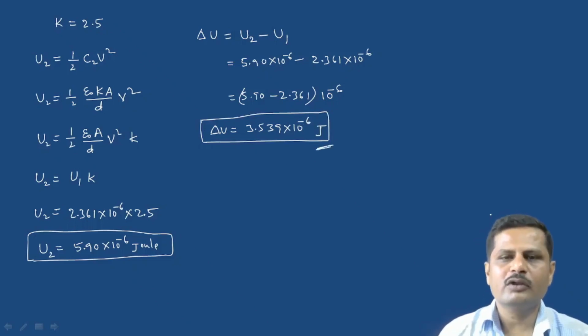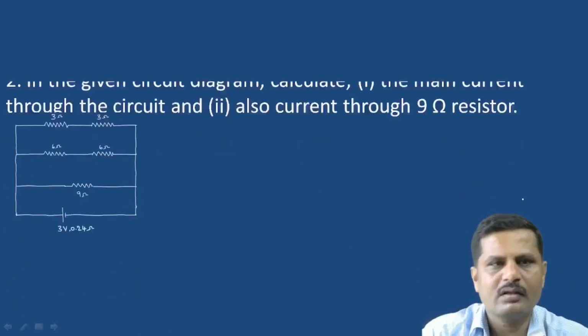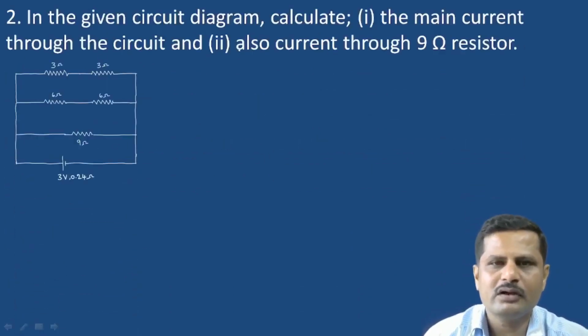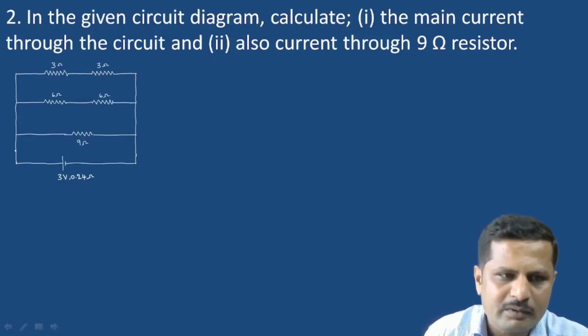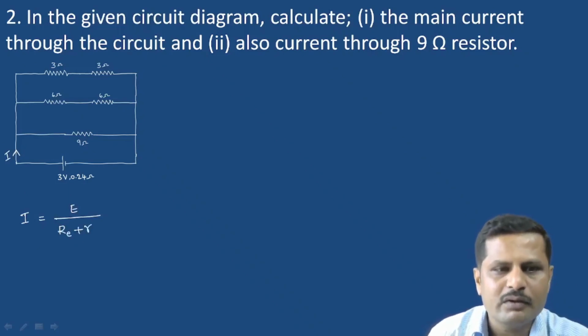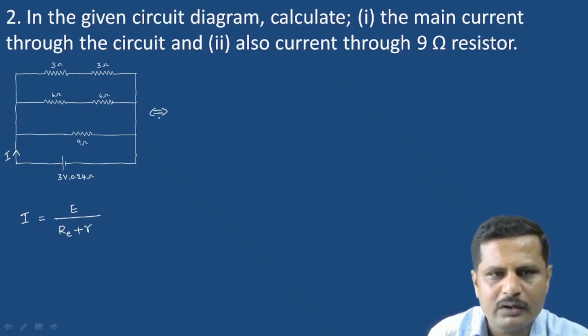Okay, let's move to the next question. In the given circuit diagram, calculate the main current through the circuit and also the current through the 9 ohm resistor. So let me consider that the main current is I in this circuit. So we know that the current through the circuit equals the EMF applied across the combination divided by the effective resistance plus the internal resistance of the cell. So now let me find out the effective resistance of this combination by drawing the equivalent circuit diagram.